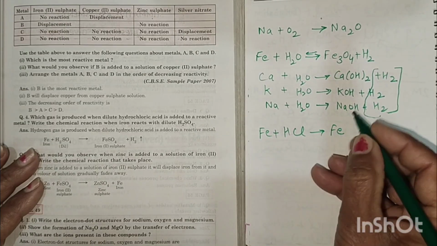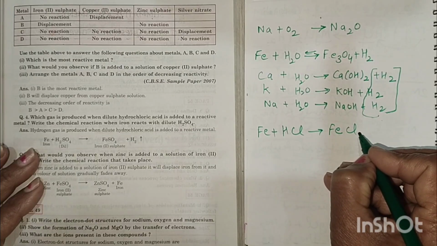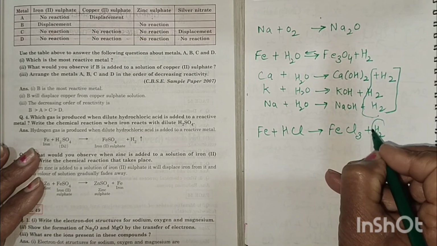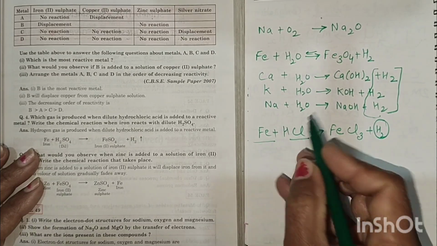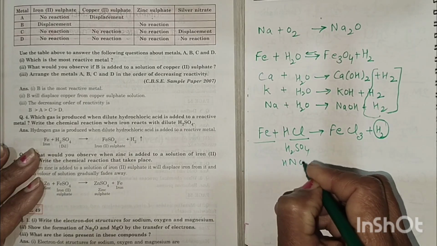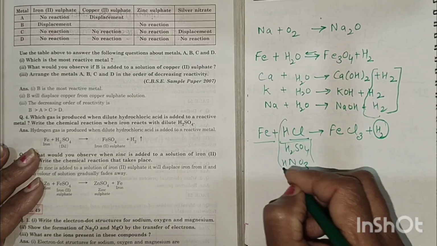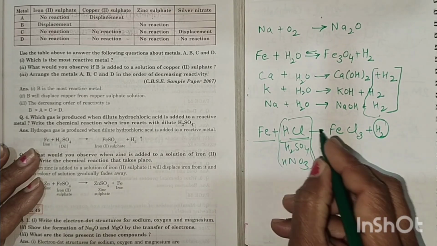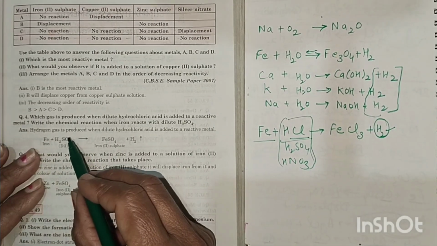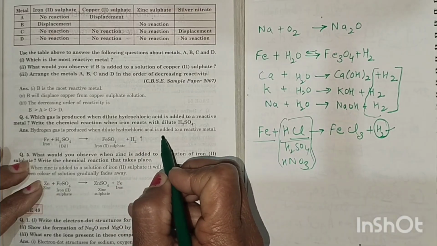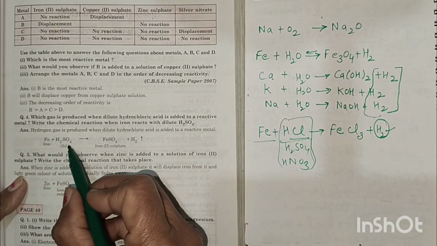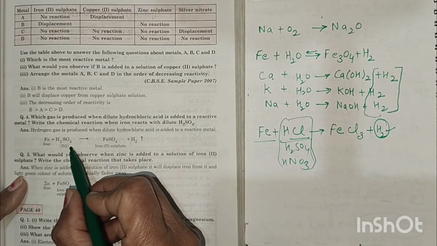Then it forms FeCl3 and hydrogen gas. When a metal reacts with acid, any acid, whether H2SO4, HNO3 or HCl, with all these acids, any metal will give hydrogen gas. Hydrogen gas is released. Hydrogen gas is produced when dilute hydrochloric acid is added to a reactive metal. Here the reaction is shown with H2SO4.